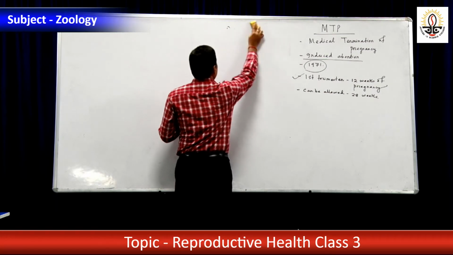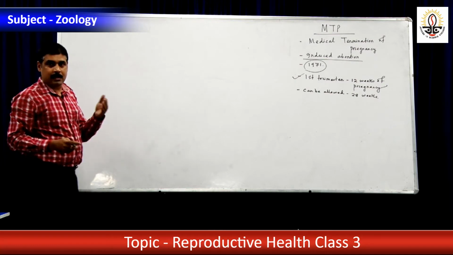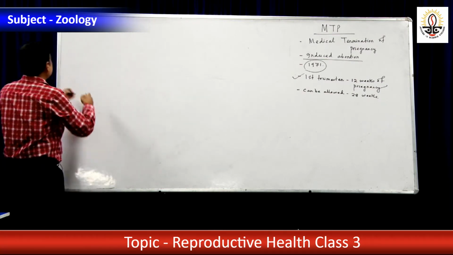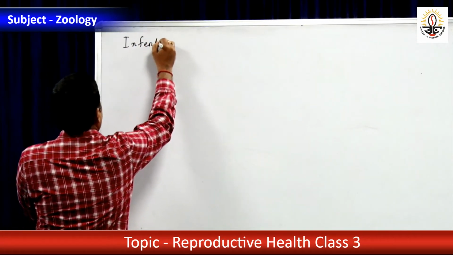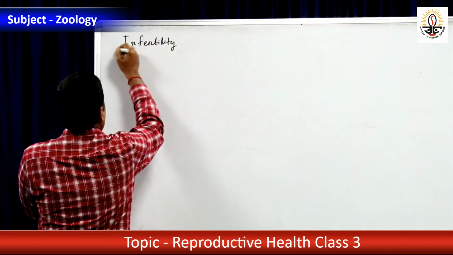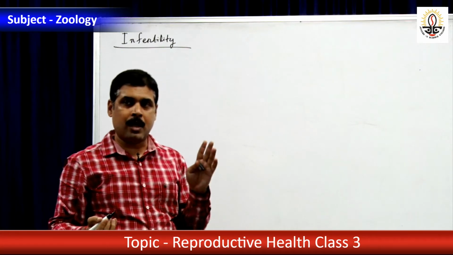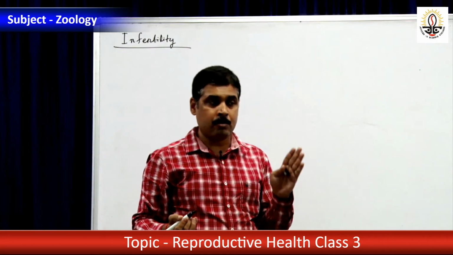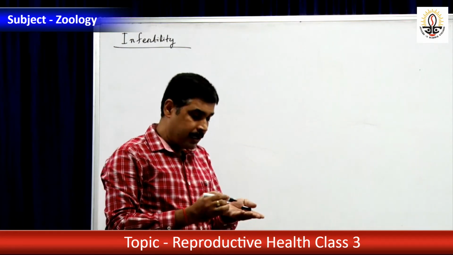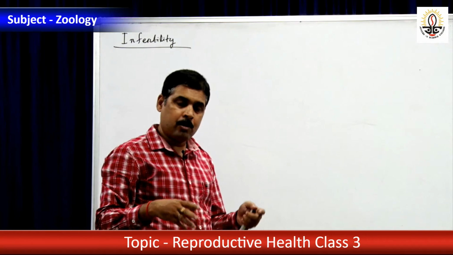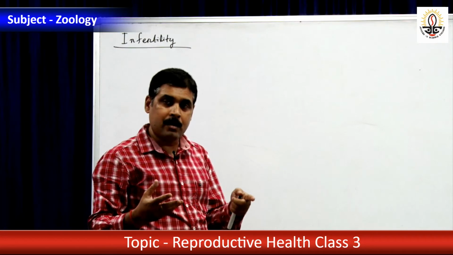Not having children, remaining together for long, for 1 year or more, but not having child bearing, that is called infertility. Inability to produce children in spite of several years of cohabitation, casual unprotected sexual intercourse is known as infertility. Infertility may be congenital, may be acquired, may be due to some disease, or may be immunological.